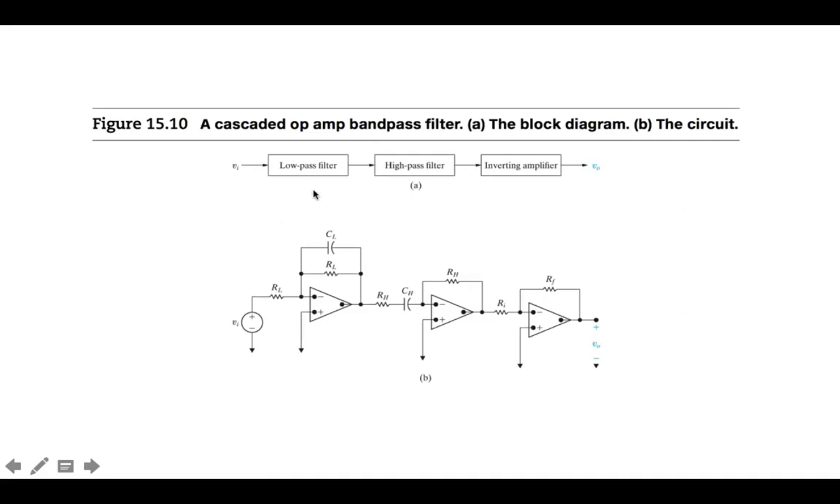Okay, here is an example of how that's actually constructed. We basically just cascade, which means connect in series, output to input, the low pass filter, the high pass filter, and then finally the inverting amplifier. So the low pass filter would basically meet the specification of the upper cutoff. The high pass filter will meet the specification of the lower cutoff, and the inverting amplifier meets the specification on the gain. So both of these filters are designed to have a gain of 1. That's for purposes of making the design simple and easy to both design and construct and model.